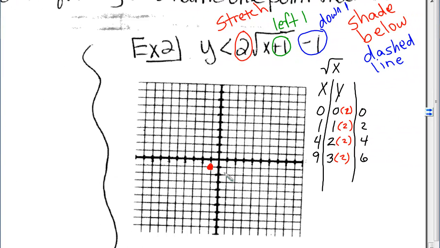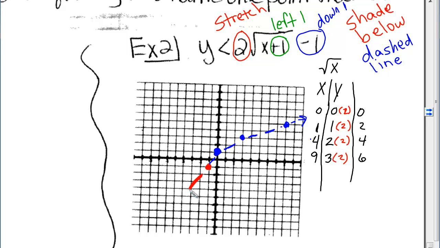Now let's plot the new points. Starting at our new beginning point, 0, 0. Doesn't move, it stays right there. Done. Next point, out 1, up 2. So out 1, up 2 gets me right here. Next point, out 4, up 4. Next point is 9, up 6. So this is a graph that is going up.